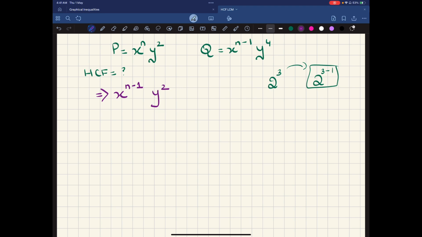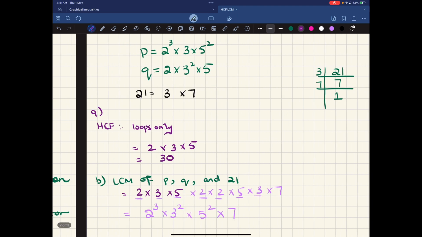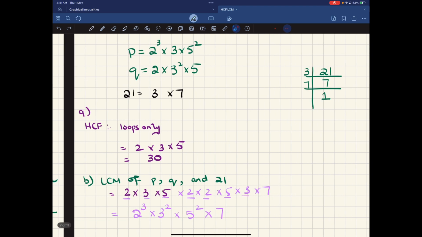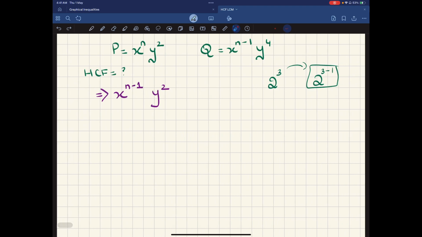For this, you need to be absolutely clear about this rule. This is really going to help you in solving such questions. So for HCF, you're always going to choose the lowest power of the common factor, while for LCM, you're going to take the highest power of each prime factor.